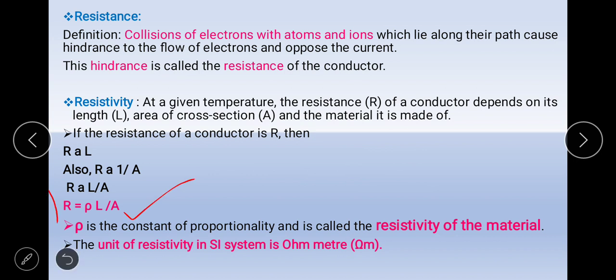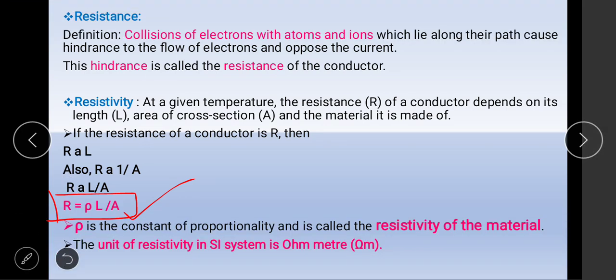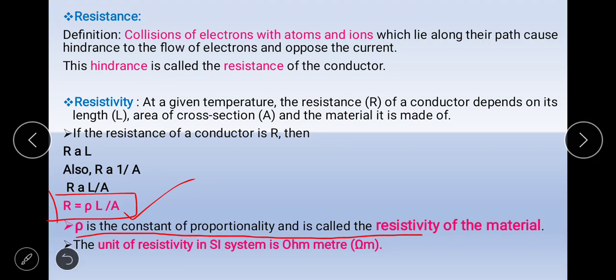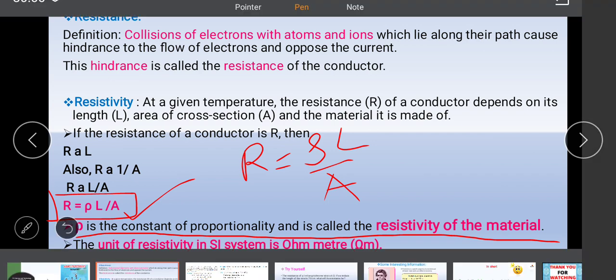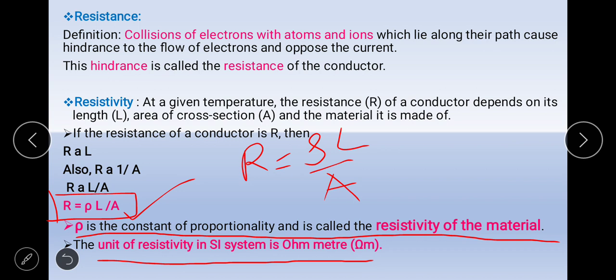You can see whatever I wrote there is written here. R is equal to rho L by A, where rho is the constant of proportionality and is called the resistivity of the material. This is what we are studying about. The unit of resistivity in the SI system is ohm meter. So how are you going to prove that it is ohm meter? See, R is equal to rho L by A, which we have proved just now, where rho is the constant of proportionality, L is the length of the conductor, and A is the area of cross section. So we want the formula for rho.